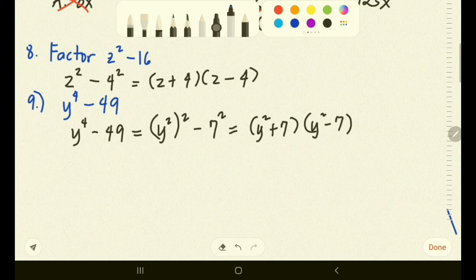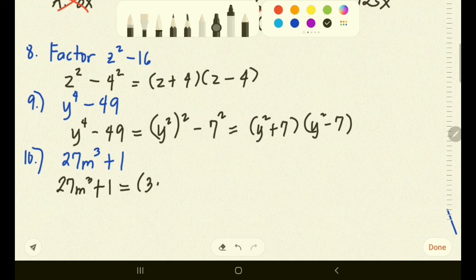Okay, now proceed to number 10. For number 10, you are asked to factor 27m cubed plus 1. Okay, this is a sum of two cubes. So since it's a sum of two cubes, express each to the power of 3. So 27 is 3, then m, quantity cubed, then plus 1 cubed.